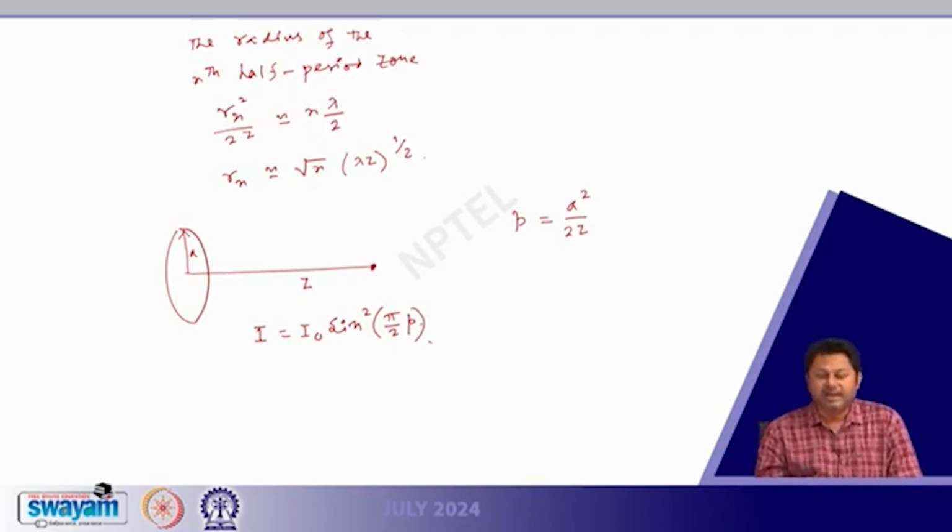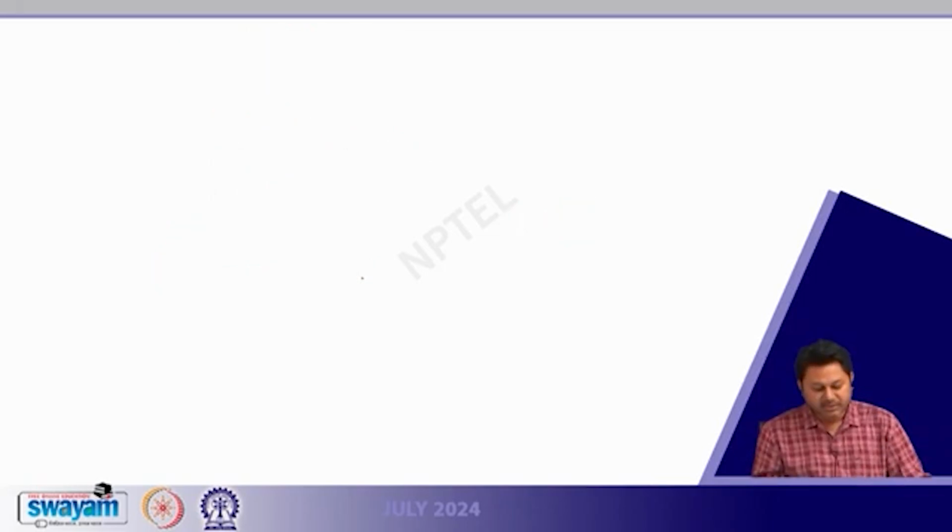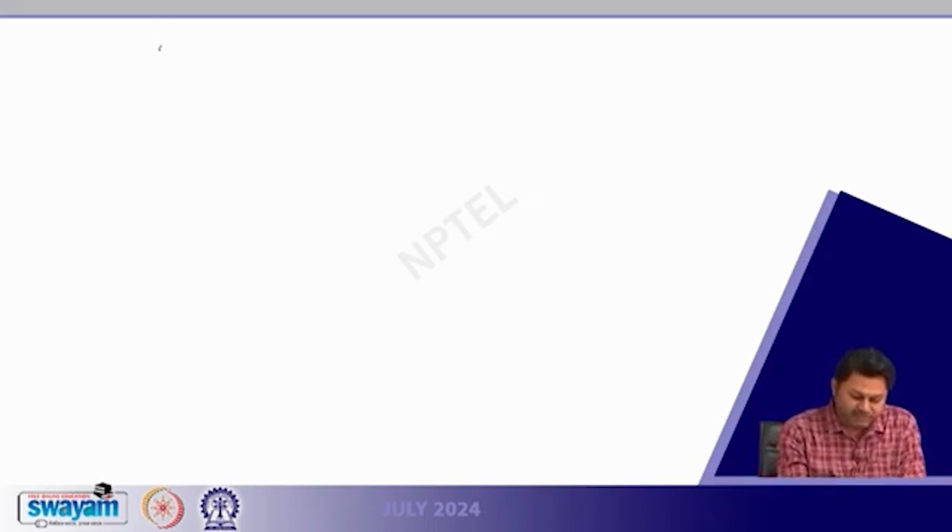Here P, during the calculation we got the value of P, but P is essentially the number of zones that one can have for a given Z. That is the thing I wanted to discuss today before discussing the diffraction for a rectangular aperture. So let me go back to today's topic, what happens for a rectangular aperture. The aperture is now not circular, but something like this.